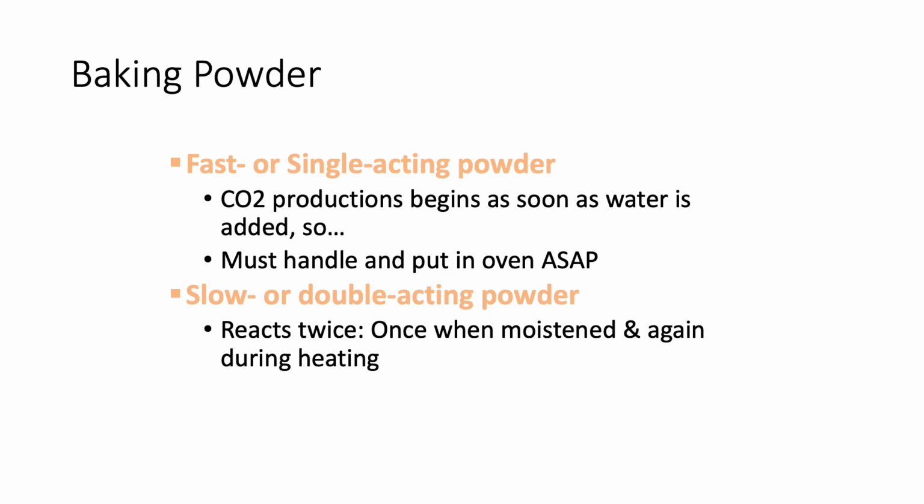Whereas double-acting baking powder is going to react twice. Once when it's moistened, then again during heating. So that gives you a bit more of a window as far as adding the baking powder and then putting it in the oven.